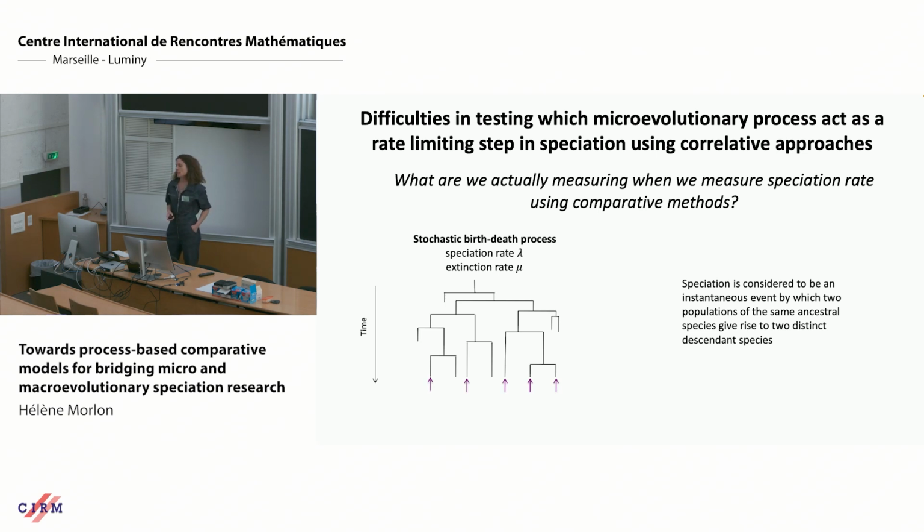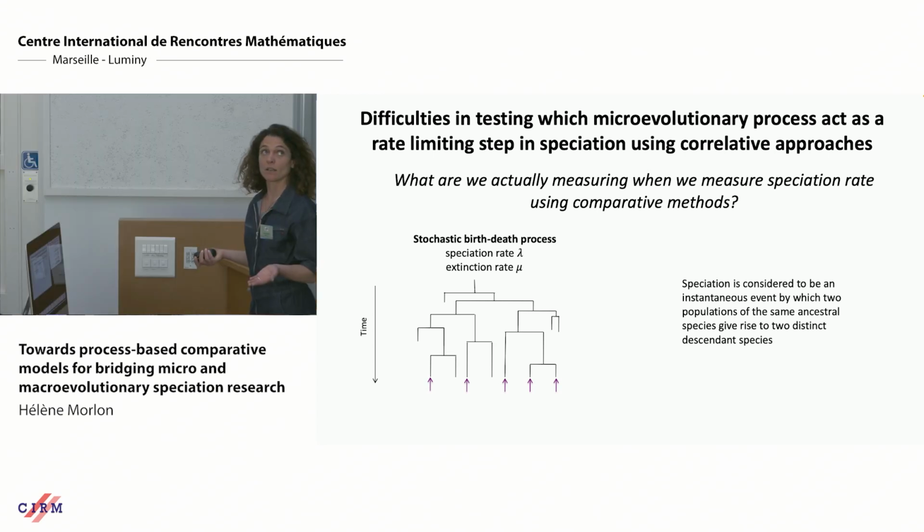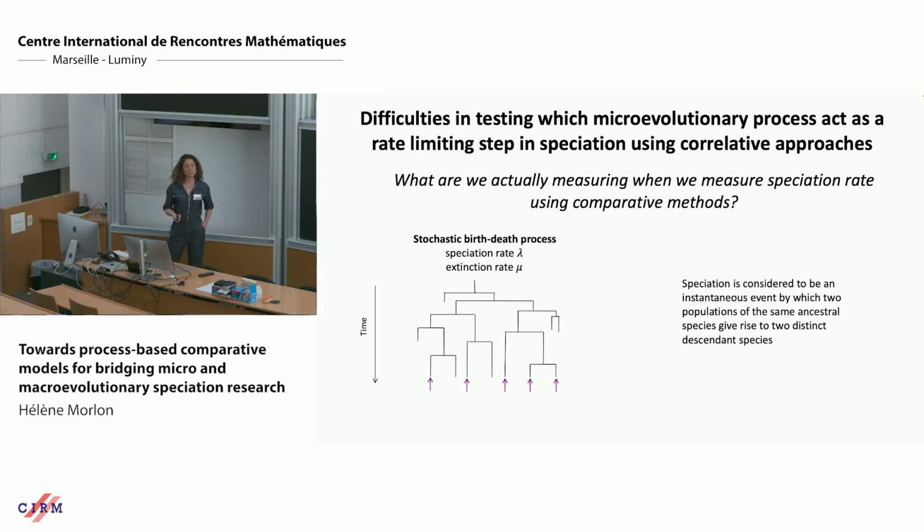Another difficulty is the relationship between the speciation rates we measure using comparative methods and what happens during the speciation process. So in these birth-death models that I showed, speciation is considered to be an instantaneous event, right? So it just happened at a rate, and at this given rate, we have ancestral lineages that diversify into two descending lineages. It happens instantaneously and without any account for the different stages of speciation.